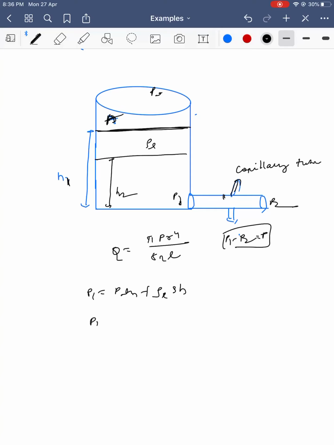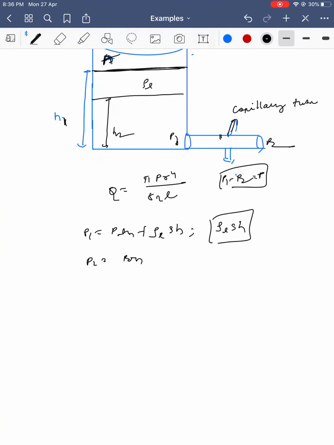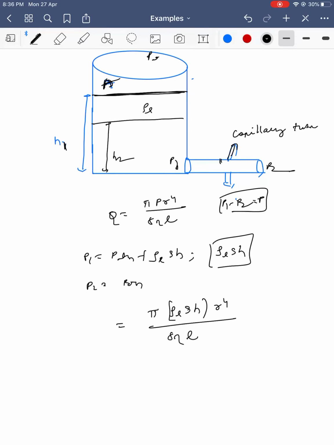And P2 is equal to P atmosphere. P1 minus P2 is equal to rho L g H. Okay, we got this. P is equal to pi rho L g H r⁴ by 8 nu L. Listen carefully. Is this H a constant or a variable?